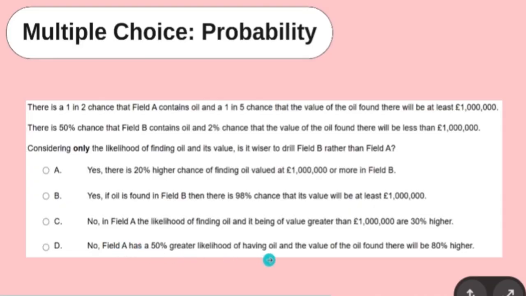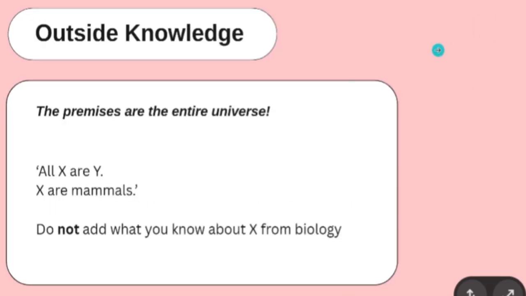Wait, no, I didn't even read. Carry on reading, guys, because I did. Okay, has a 50% greater likelihood of having oil. That's not true because they're both 50%. And the value of the oil found there will be 80% higher. That part's wrong as well. So that whole statement is wrong. So, yep, you guys are right. Option B. Don't confuse yourself like I did, but I'm sure you guys are fine.